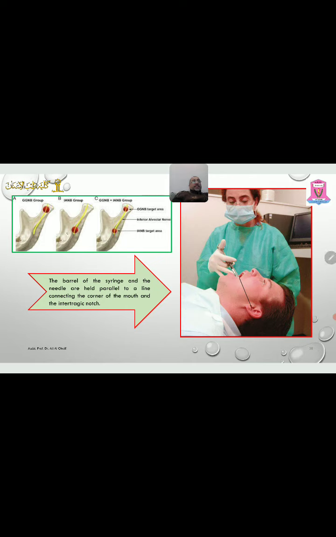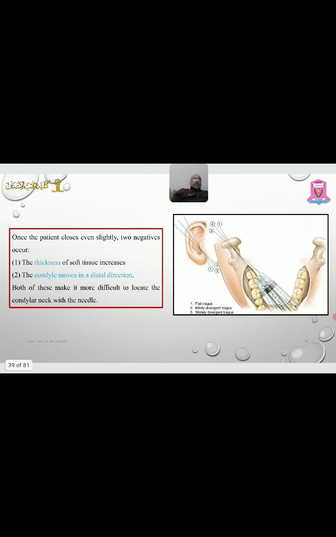فاحنا هنا عندنا المانديبولار فورامين. الهدف بالطريقة الأولى اللي حكيناها الانفيريور فيولار نيرف بلوك. أما هنا الكوندايل هي الهدف من الجو جيتس تكنيك. Once the patient closes even slightly, two negatives occur. The thickness of soft tissue increases and the condyle moves in a distal direction. Both of these make it more difficult to locate the condylar neck with the needle.